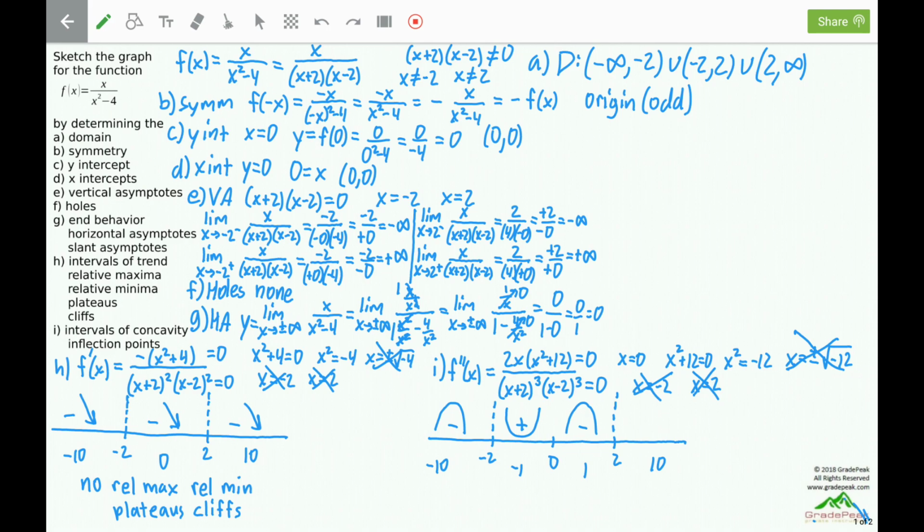Plugging a test value of positive 10 into the portion of the second derivative that matters. 10 plus 2 is positive, cubed is positive. 10 minus 2 is positive, cubed is positive. Positive times positive is positive. In the numerator, we'll have a positive 10. Positive over positive is positive. We have a positive second derivative. This corresponds to concave up.